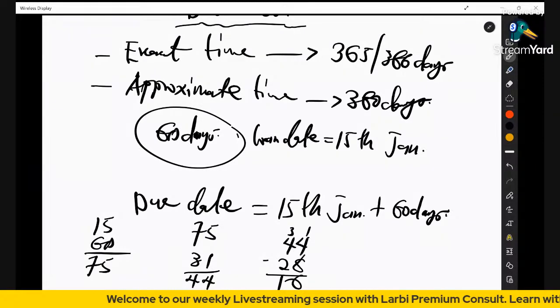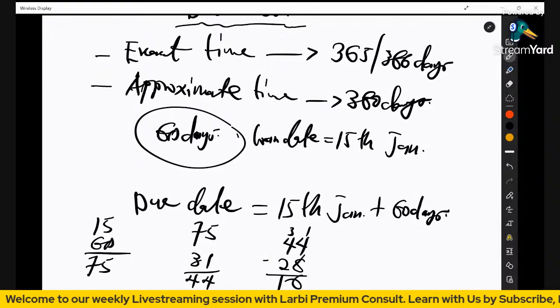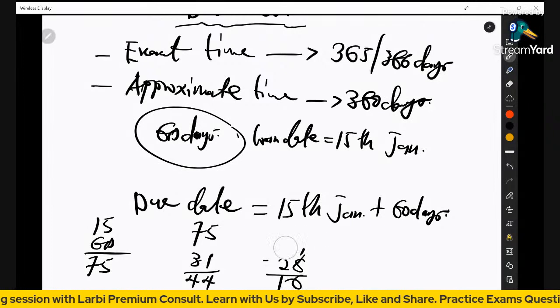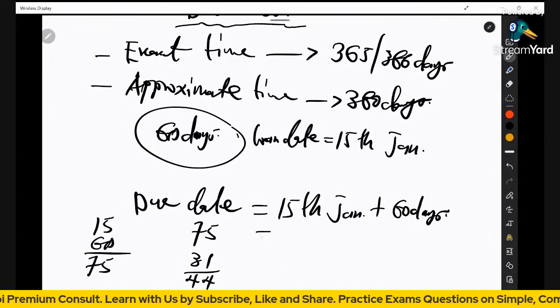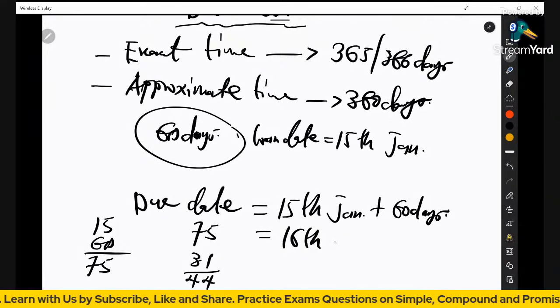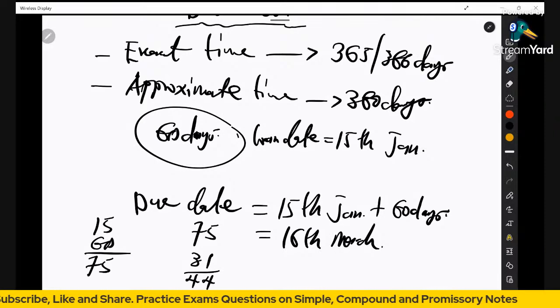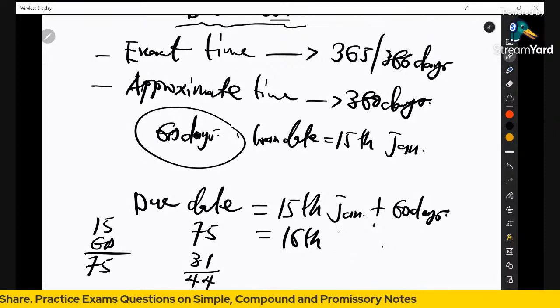And from January, February, you are moving on to March, right? So that means that the due date for this loan should be 16th March. So that is the whole approach when it comes to computation of due date.